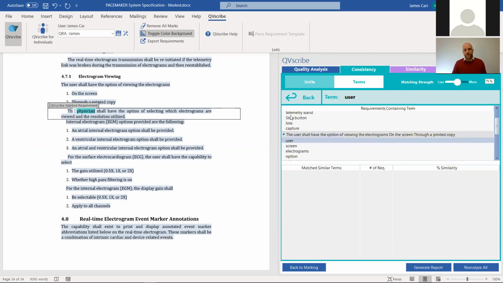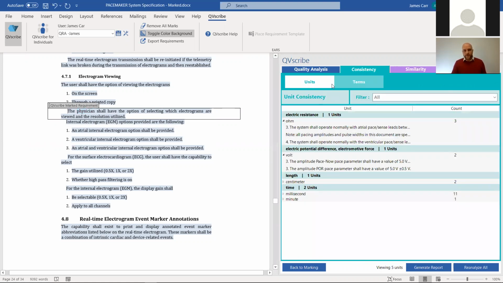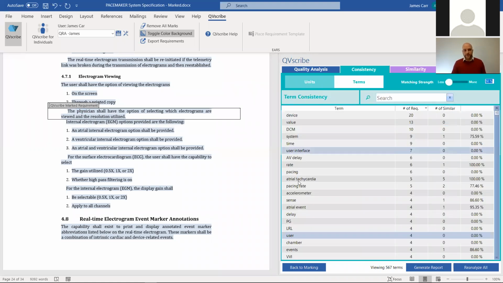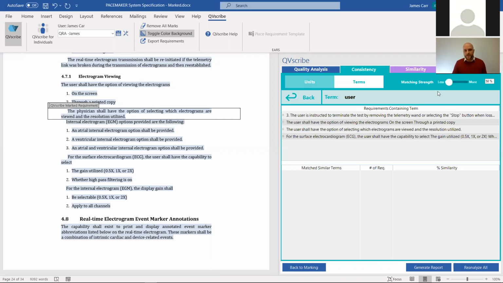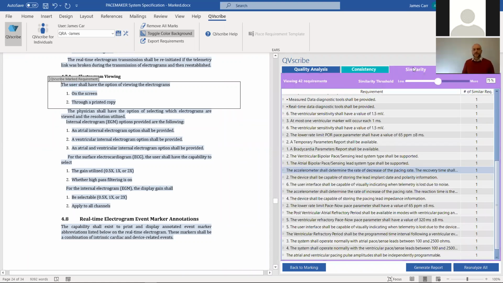It will also show you similar terms below here. So if I bring this down, if there were other similar terms being used here, atrial event here, for example, if there were similar terms to any of these that are being highlighted, they'd show up on this list here as well. And then lastly is a similarity analysis.